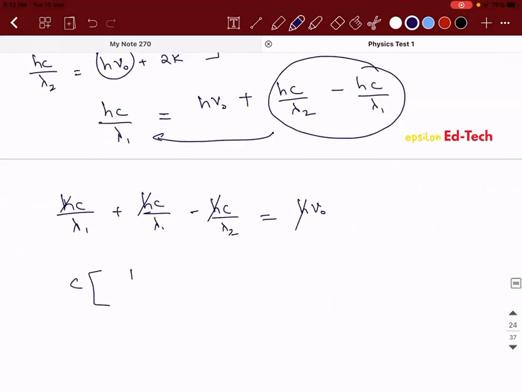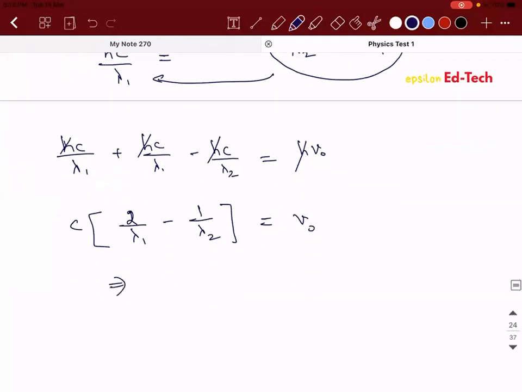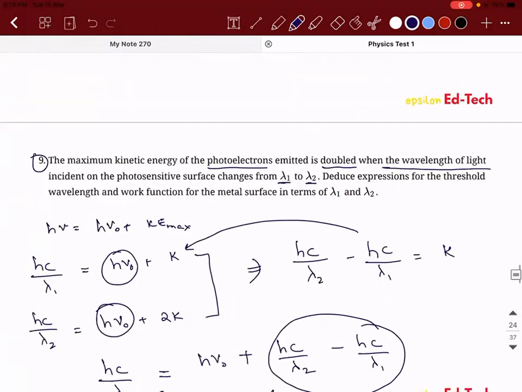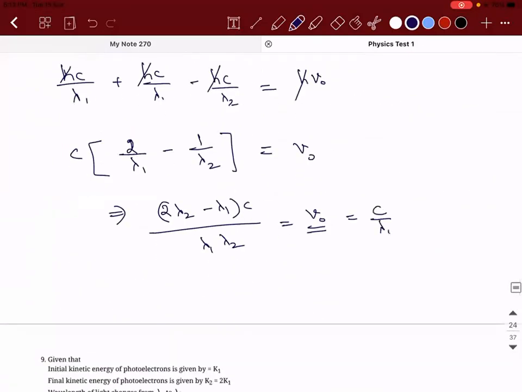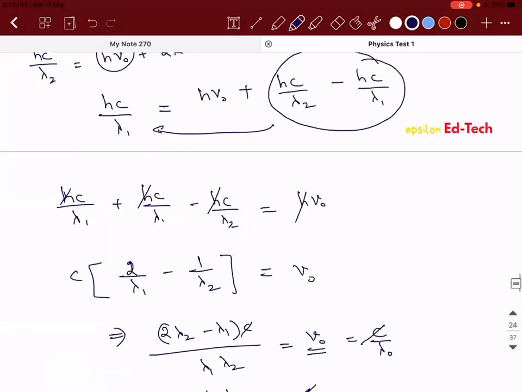Take out that c. 2 divided by lambda1 minus 1 divided by lambda2 is equal to nu naught. So what you will get here is (2 lambda2 minus lambda1) into c divided by lambda1 lambda2 is equal to nu naught. Are they asking threshold frequency or threshold wavelength? They ask the threshold wavelength. So nu naught is equal to c divided by lambda naught. So c and c will get cancelled. Lambda naught will be equal to lambda1 lambda2 divided by 2 times lambda2 minus lambda1. This is the threshold wavelength in this scenario.